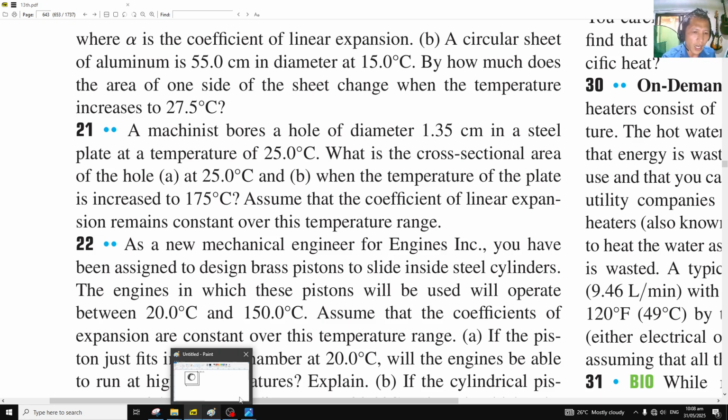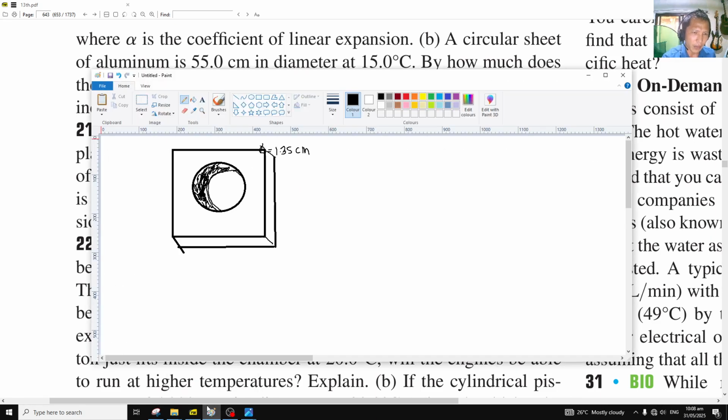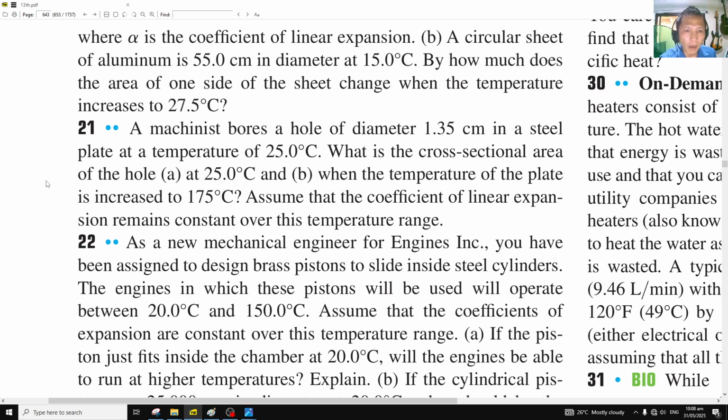I was thinking of surface area. For a surface area, it would be pi r squared times h. That is the surface area. But of course, that is a cross-sectional area. Meaning, the size of the hole, just the area of the hole. And that area would be pi r squared, of course. Okay? So that is the area that the problem is talking about.